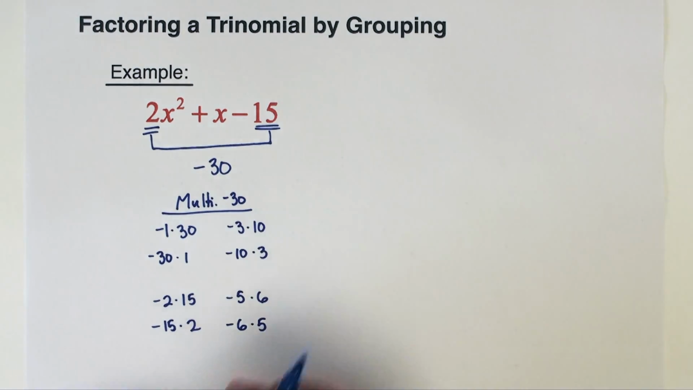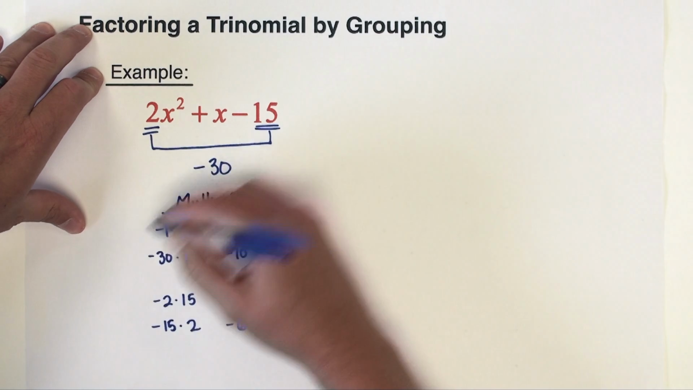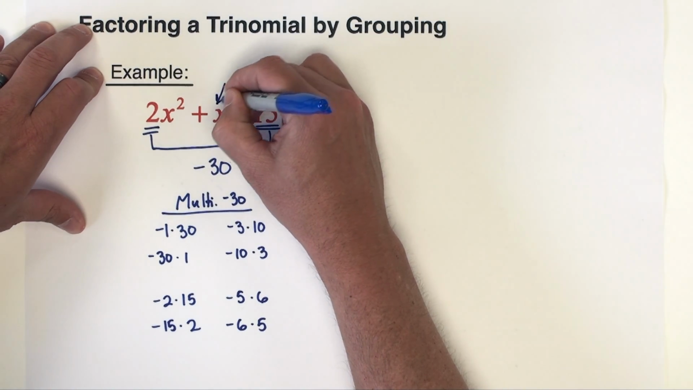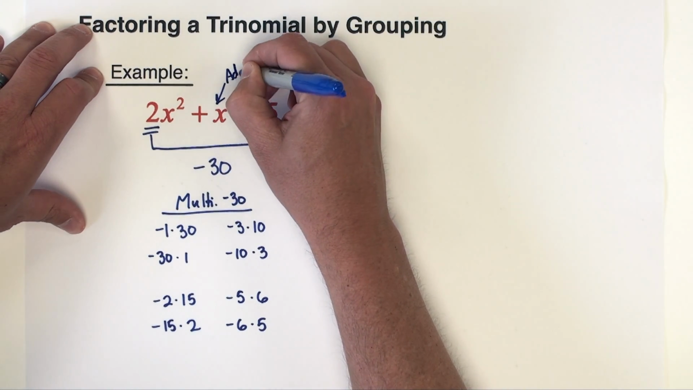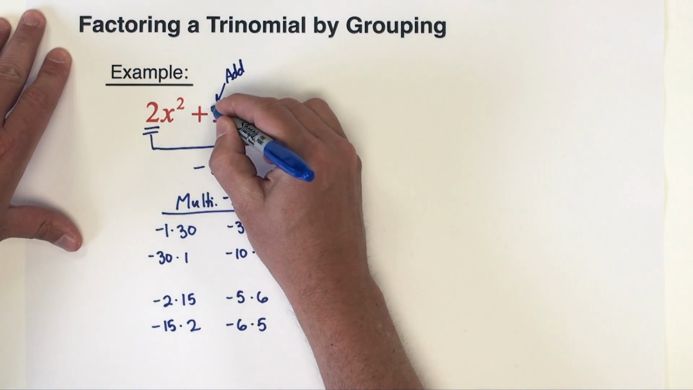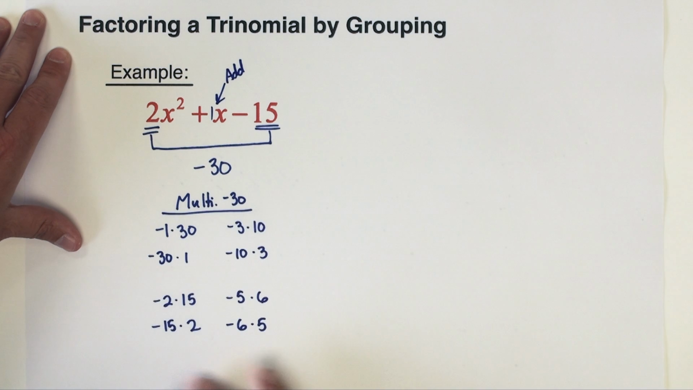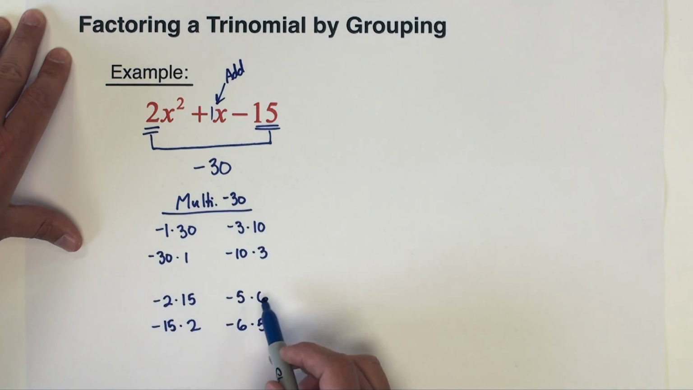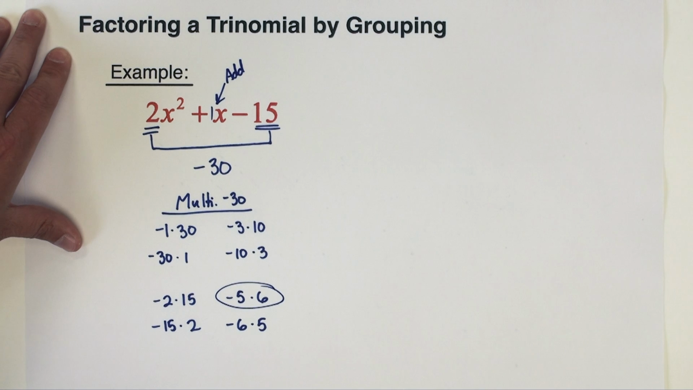Now of the pairs of numbers down here, you want to choose the pair that adds to the middle coefficient. The middle coefficient here is 1. So which pair of numbers down here add to 1? And it's that pair right there.